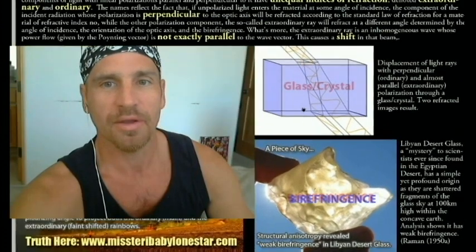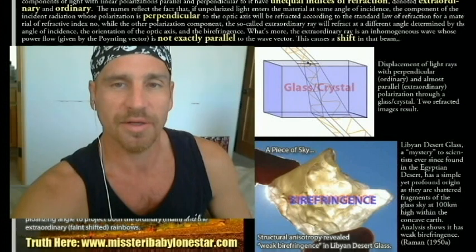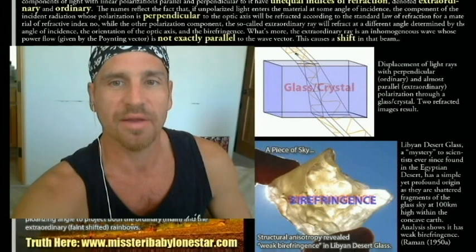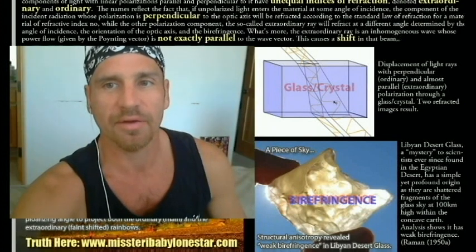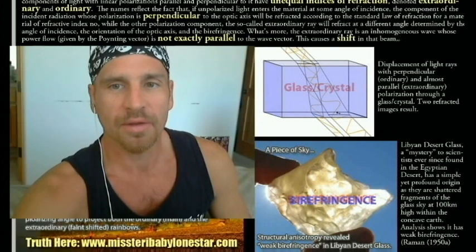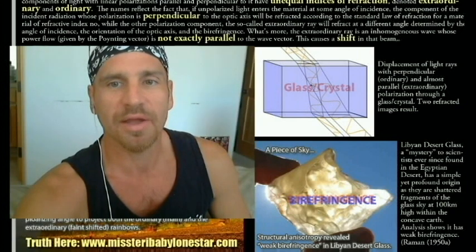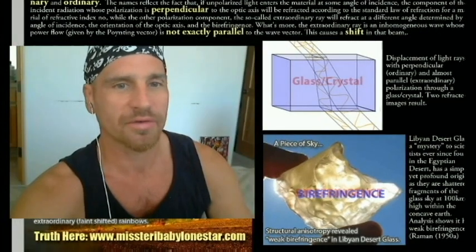Now, birefringence, as I mentioned before, is when the light ray goes through a crystal or glass medium, and it splits. It has the ordinary ray, and then it has this extraordinary ray. They call it an ordinary and an extraordinary. The ordinary ray is going parallel, I'm sorry, it's going perpendicular to the axis. And then the extraordinary is going slightly parallel, not quite parallel, but almost. And so that's what causes the shift.